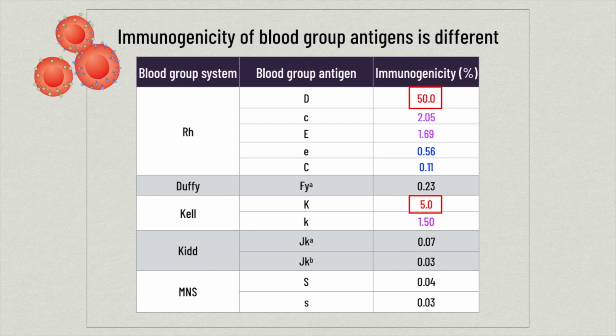In detail, it means that not all antigen-negative patients receiving antigen-positive red blood cells will certainly produce specific antibodies. For example, only 50% of Rh-negative patients receiving Rh-positive red blood cells will produce anti-D.